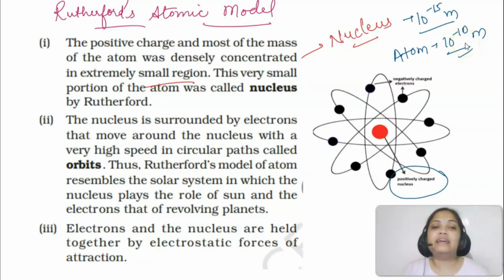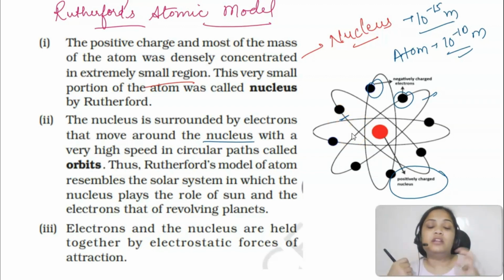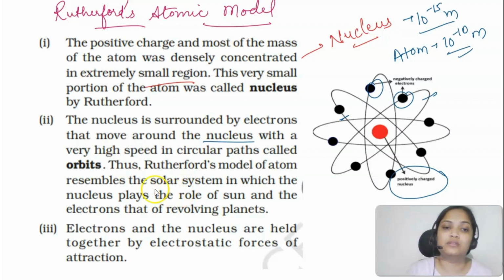Then, about electrons, he said that the nucleus is surrounded by electrons, and those electrons move around the nucleus with a very high speed in circular paths, which were called orbits. Can you see these black colored ones? They are the electrons revolving around the nucleus in different circular paths. Now you can relate it to our solar system.